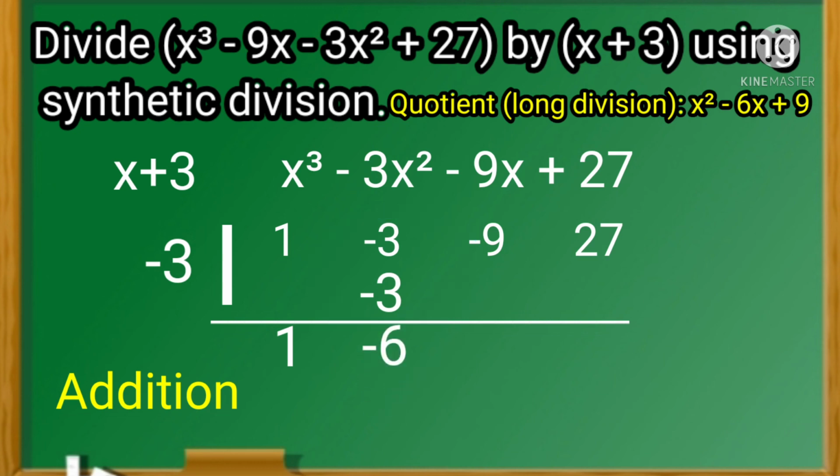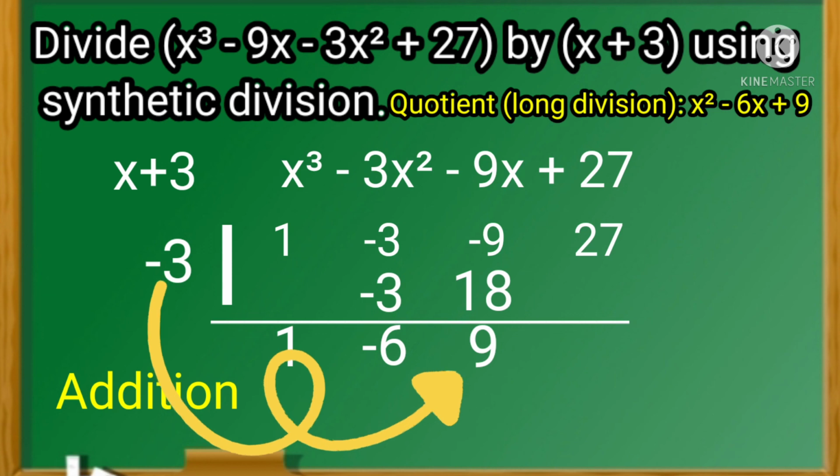Repeat the same procedure. Multiply negative 3 by negative 6, and the product is positive 18. Then we will add, but since we have different signs, we will subtract. 18 minus 9, that is 9. And we will copy the sign of the bigger number, which is 18. So that's why we have positive 9. Repeat the same process until all columns are filled.